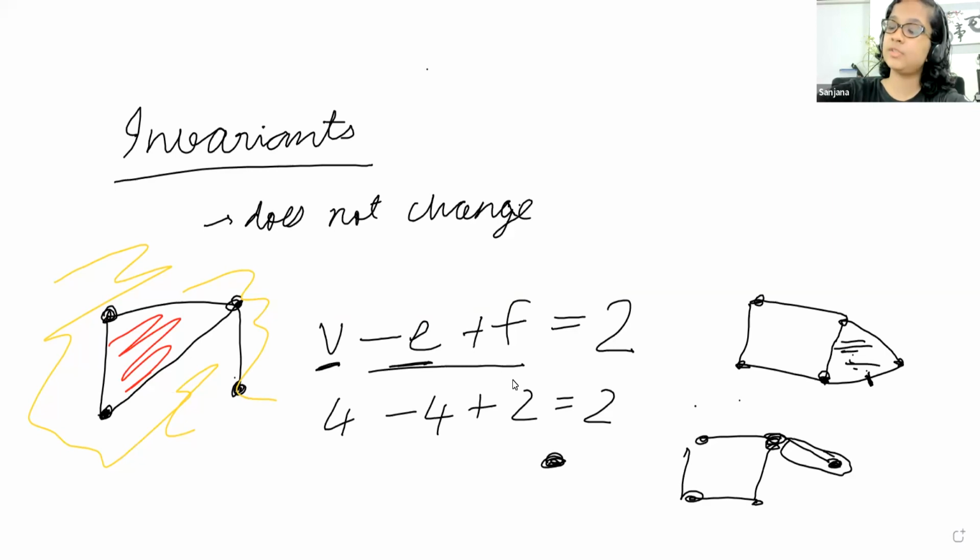I know the proof isn't very formal. I just wanted to give you an idea. This is a good example of an invariant, something that doesn't change. Now let's do a very basic problem just so that you get the idea.